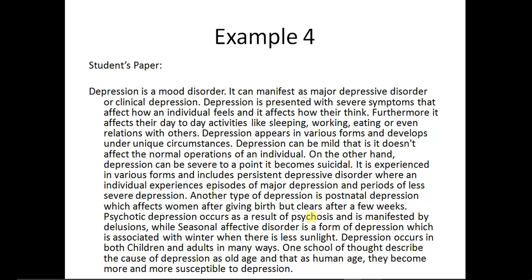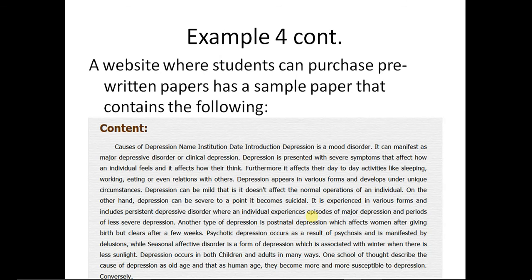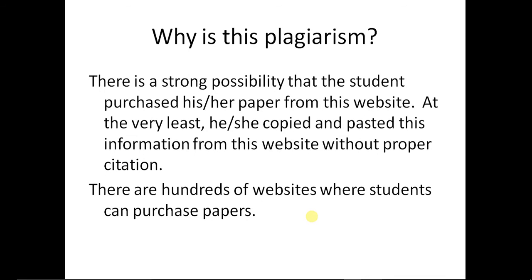So this is example 4, and remember, you're more than welcome to pause it so you can take a good look. So there's a website where students can purchase pre-written papers, and it had this as their little sample of this depression paper. It matches exactly what the person had. So it's plagiarism because there's a strong possibility that the student purchased the paper from this website. At the very least, the student copied and pasted this information and didn't give any proper citation.